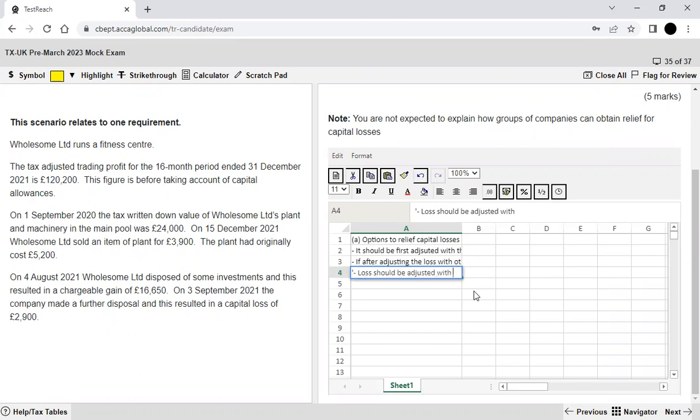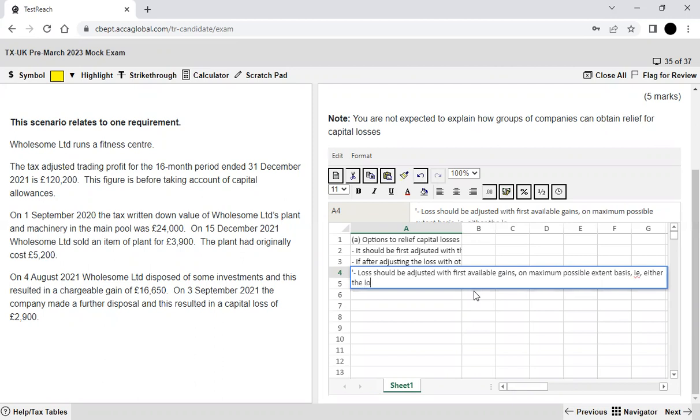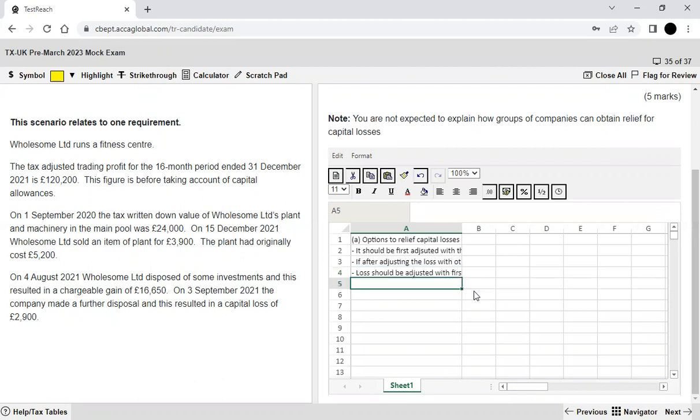Loss should be adjusted with the first available gains on a maximum possible extent basis, i.e., either the loss will be finished or the gains will be finished.